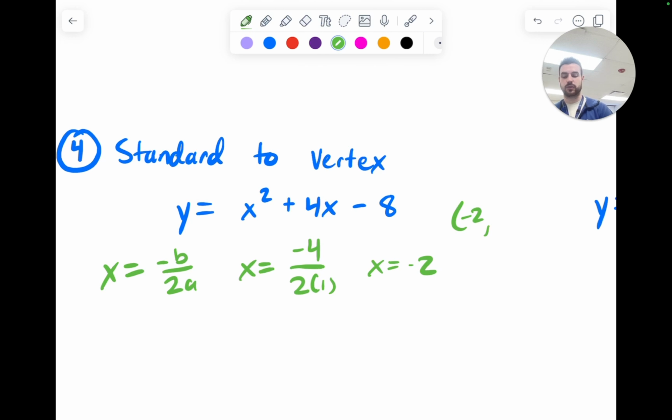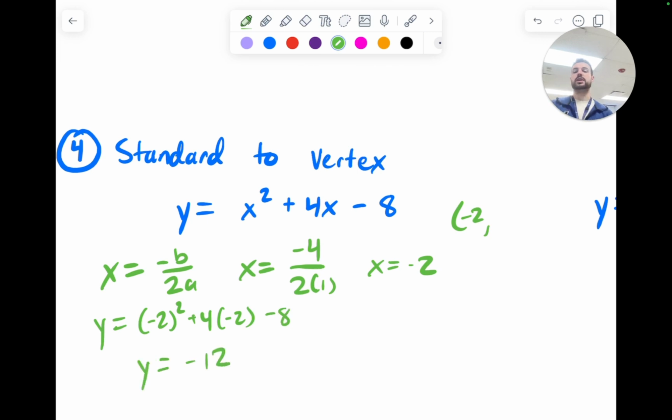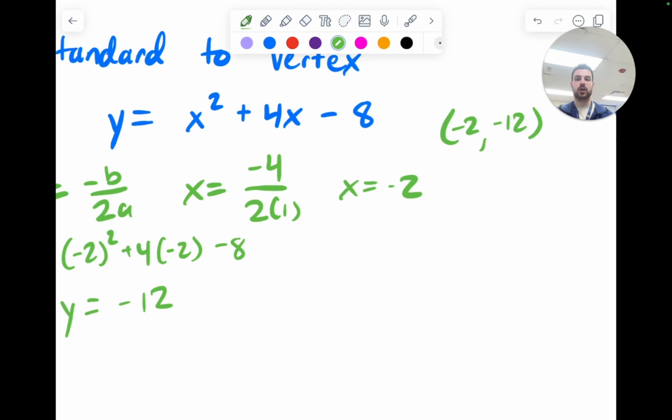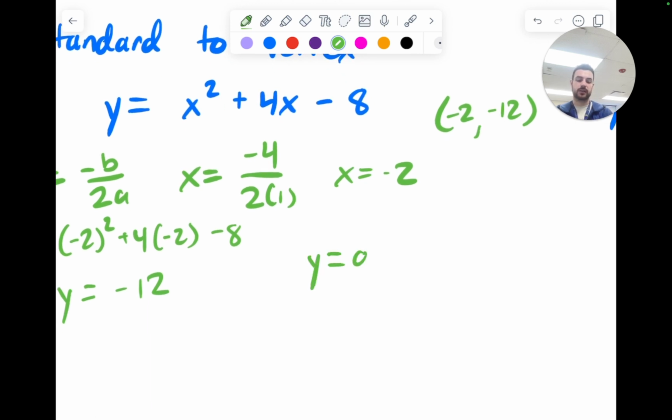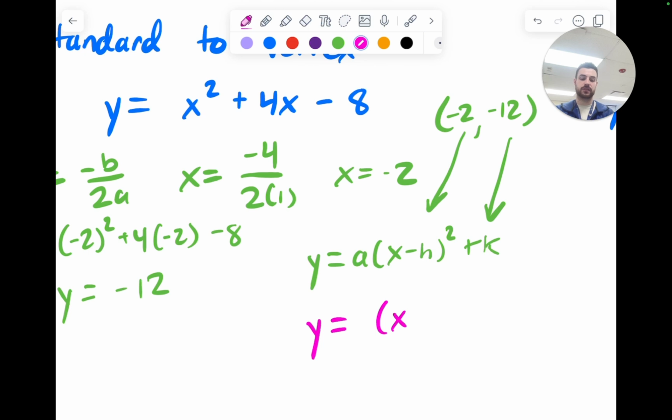I am now going to plug it in to find my y value. And we get negative 12. So we'll get 4 minus 8 minus 8 would be negative 12. So here is my vertex. If I know what vertex form looks like, I can just plug in my h and my k values. So I'll end up with y equals x minus a negative 2 turns to a plus 2 squared minus 12.